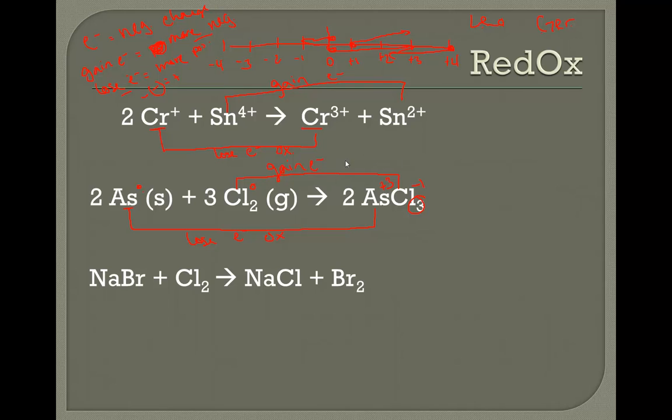Sodium's a +1, bromine's a -1, chlorine's a 0. Sodium is a +1, chlorine's a -1, bromine is a 0. So sodium did not change. We're looking at the bromine and the chlorine. Bromine's going from a -1 to a 0. It's becoming more positive, so it's losing electrons.